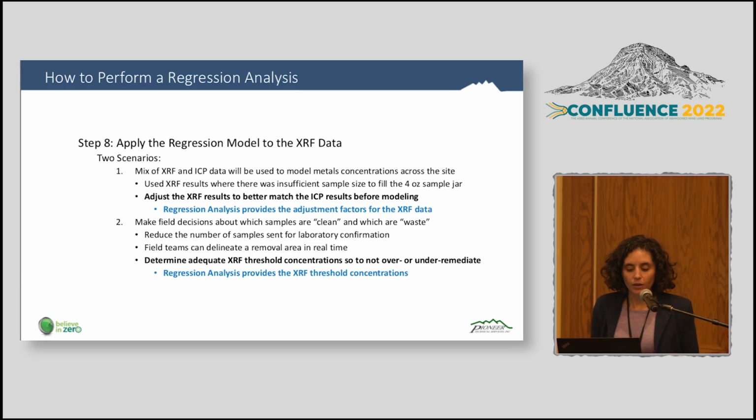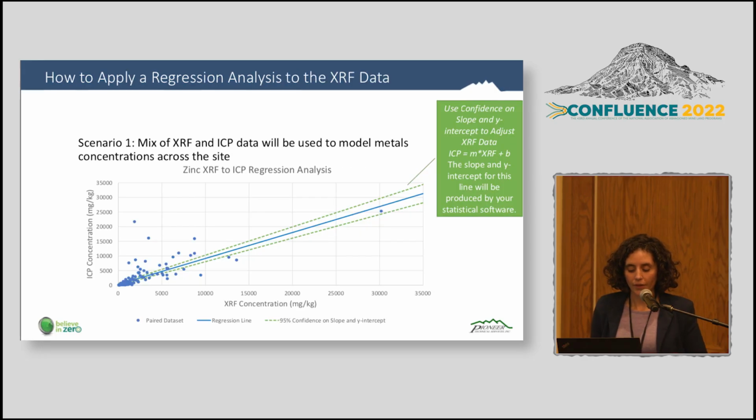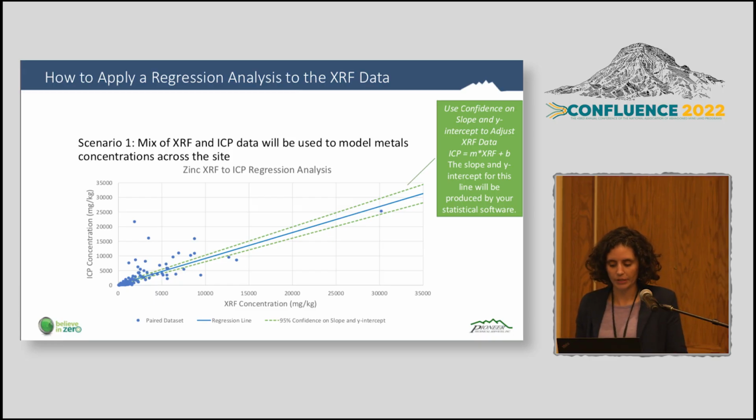So step 8, we're going to apply the regression model to the XRF data. And so we're going back to those 2 initial scenarios that I discussed before. For scenario 1, where we've got a mix of XRF and ICP data that we want to use to model metals concentrations across the site, you get your regression line, which runs generally through the middle of the data. To be more conservative, we'll use the upper 95% confidence in the slope and y-intercept line.